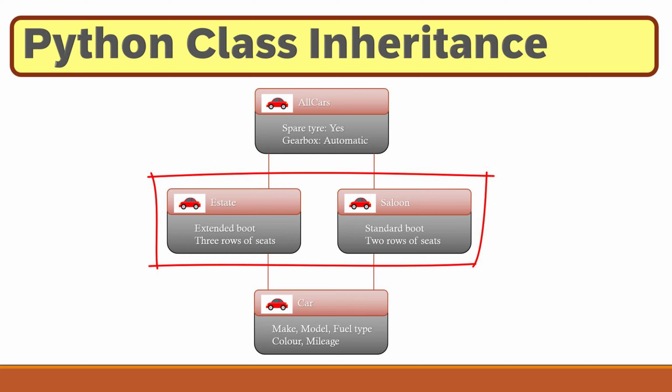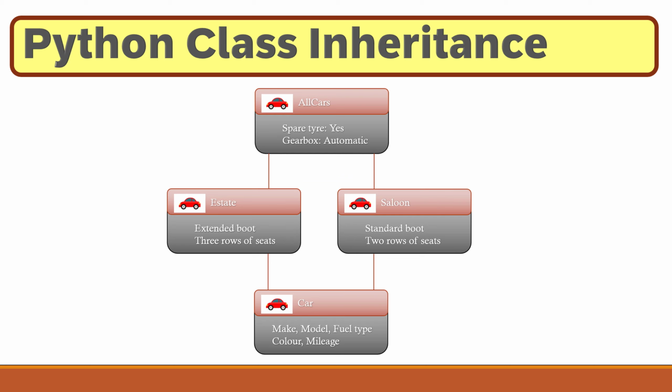And this company might want to break its cars down into the type of cars it sells. So estate, family car, saloon, etc. are shown in the middle boxes, and because all of the estate or family cars have 3 rows of seats and an extended boot, and the saloon cars have 2 rows of seats and a standard sized boot, we can define these attributes by themselves as well. And then we can create child classes of these classes, so we do not have to recreate these attributes as well.